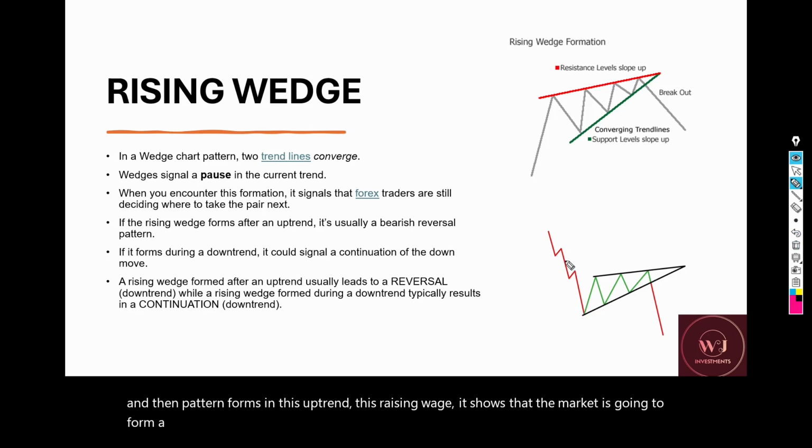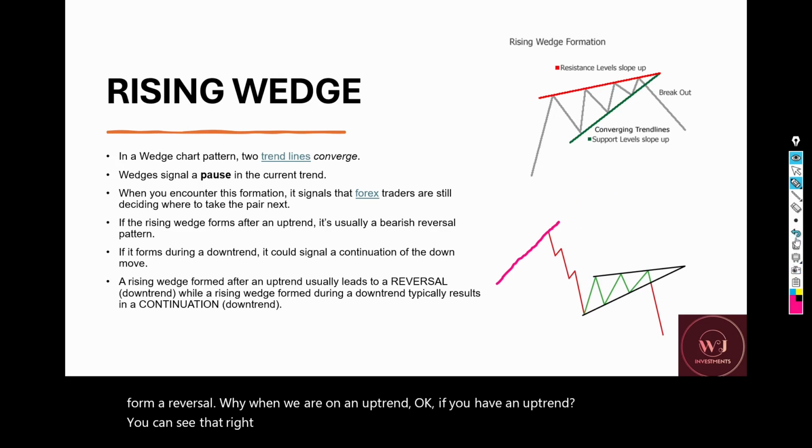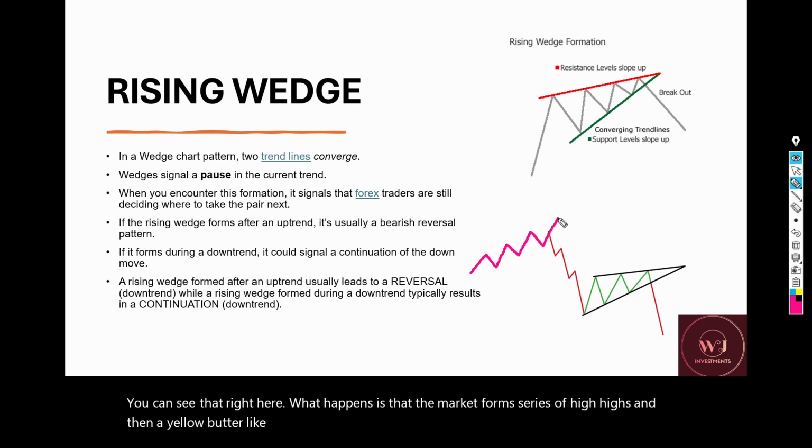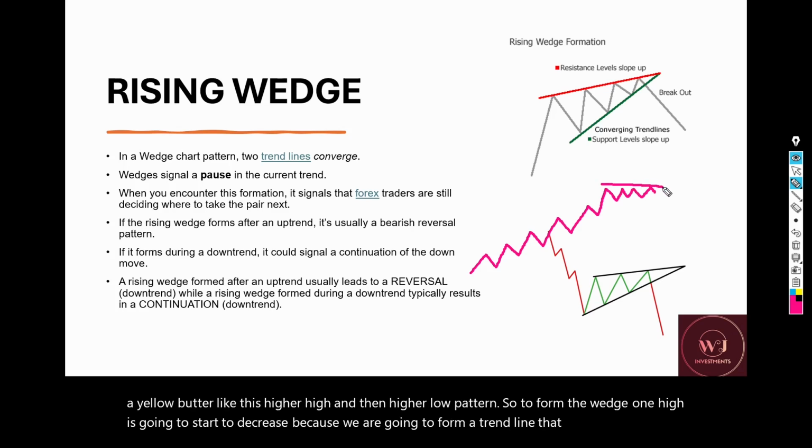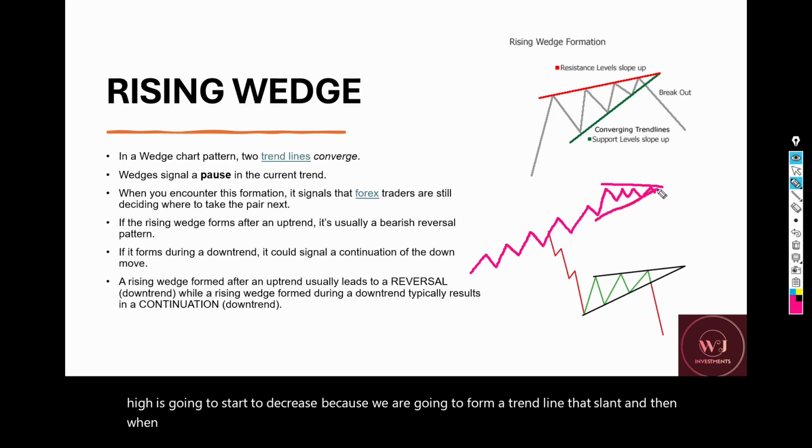Why? When we are in an uptrend, you can see right here that the market forms a series of higher highs and then a higher low pattern like this. To form the wedge, one high is going to start to decrease because we are going to form a trend line that slants. And then when we join this other trend line, they converge.